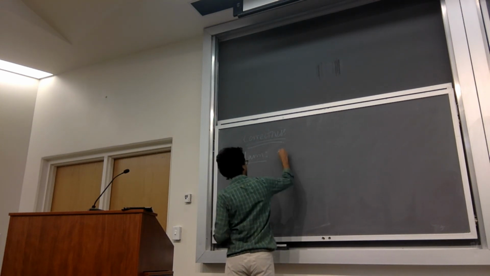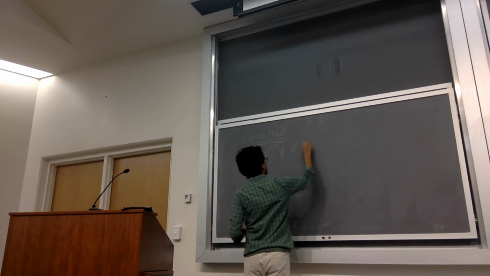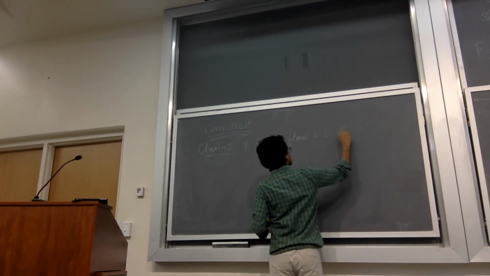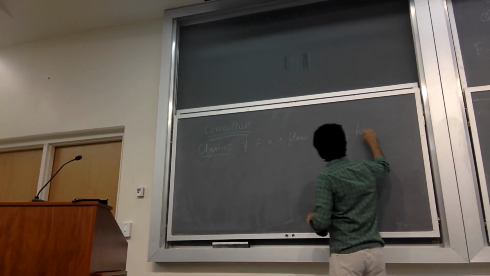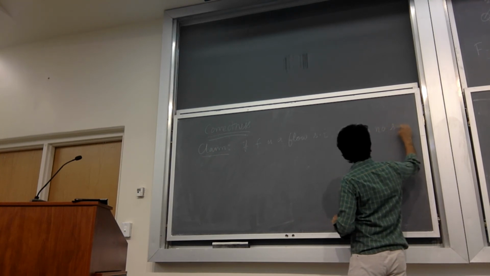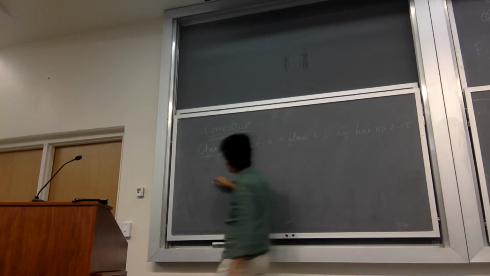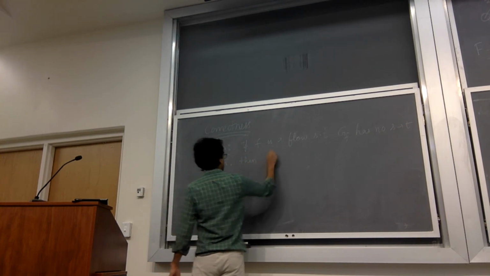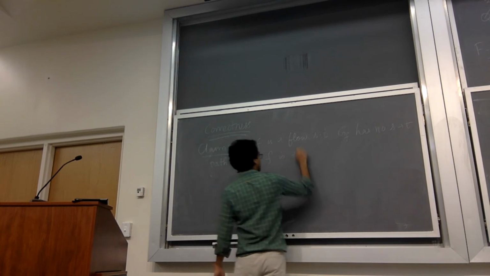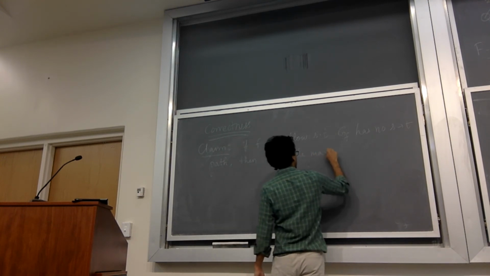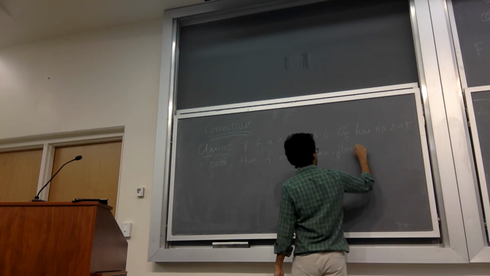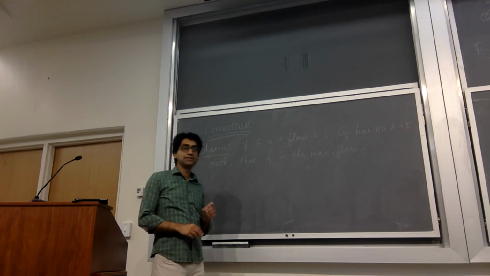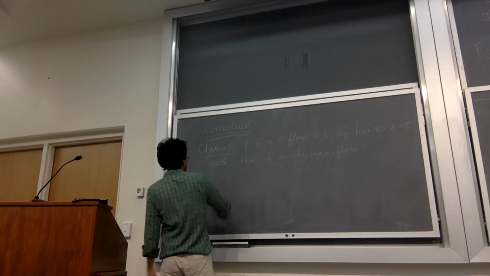so we will show the following. If f is a flow such that G sub f has no s to t path, then f is the max. And you might want to prove it the way he's saying. So this is actually proof one, which we won't do.